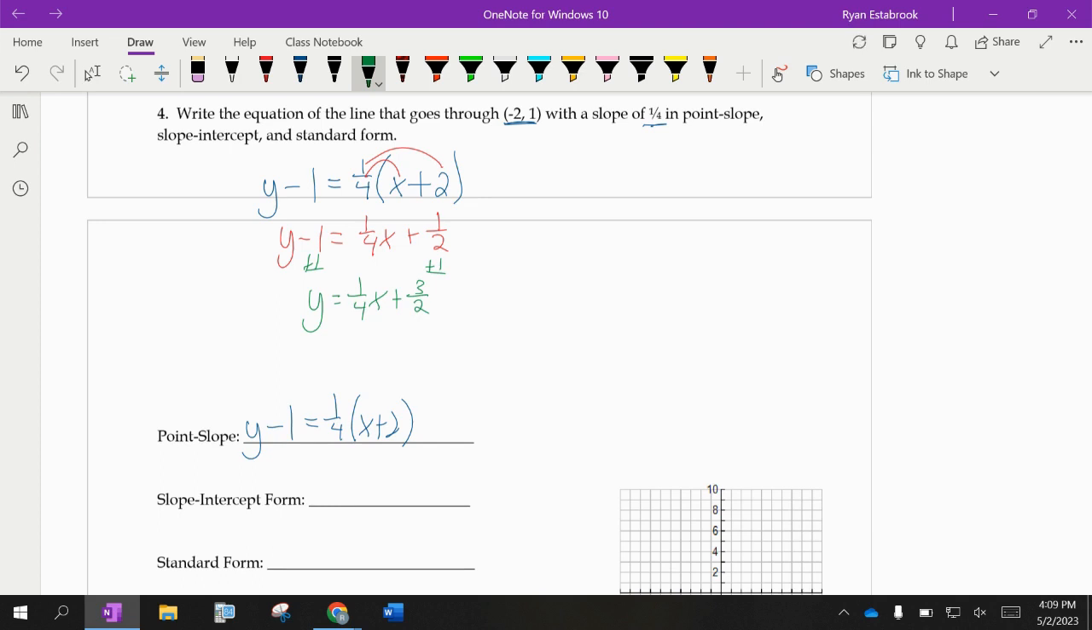Sometimes I like the mixed number because 1.5 is going to be easier to graph. Sometimes I like this improper fraction because when I get it into standard form, that's going to be easier to work with. So I could, again, call it 3/2 or 1.5. It doesn't matter. I'll just use the one that I have written down right there for the slope-intercept form.